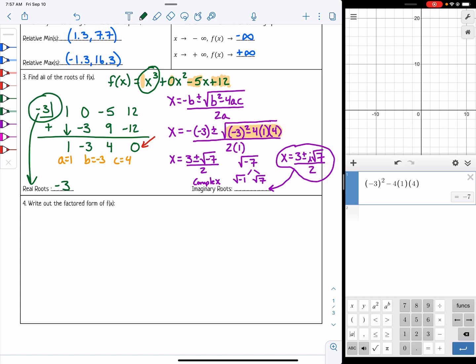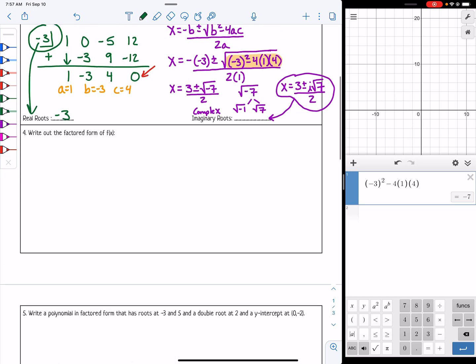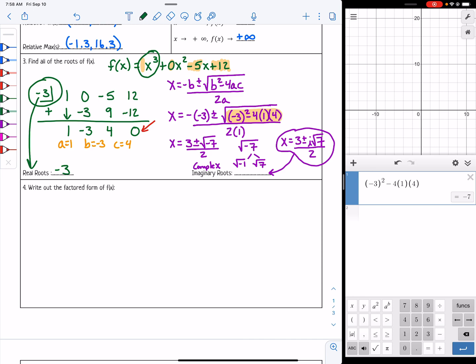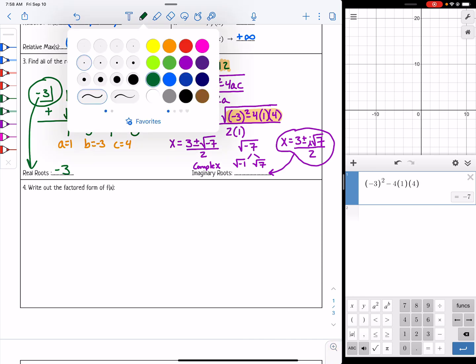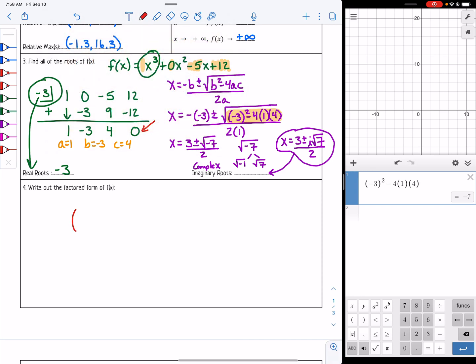Number 4 says write out the factored form of f of x. All right, so all we have to do for this, it's very simple, is write the factors. So x plus 3 goes with that real root we wrote, which was negative 3. And then notice these are imaginary roots, so don't use those to write your other factors. Just use this quadratic form that we have right here.